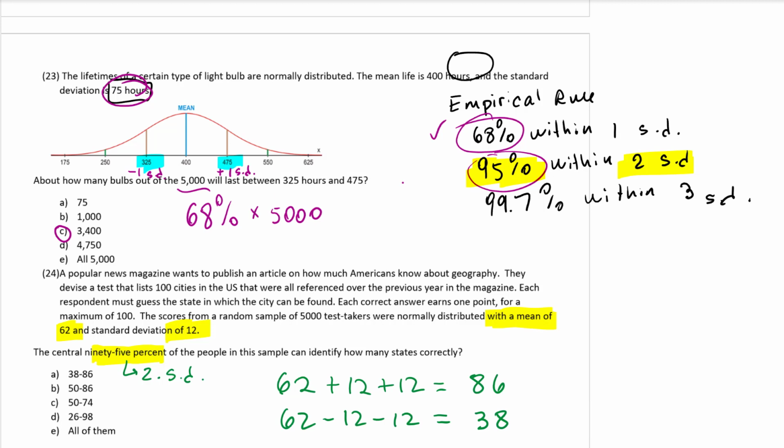All right. If it's 95, you go 2 times. If it's 68, you go 1 time. And if it's 99.7, you go 3 times. 3 steps. And the step is your standard deviation. That's why the answer is A.